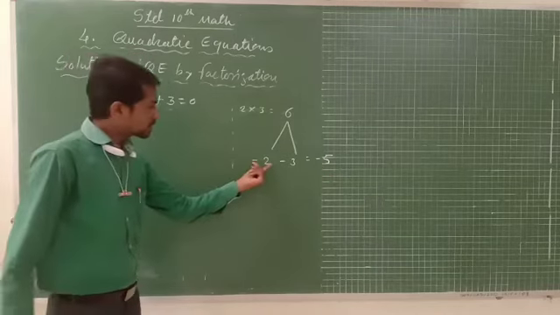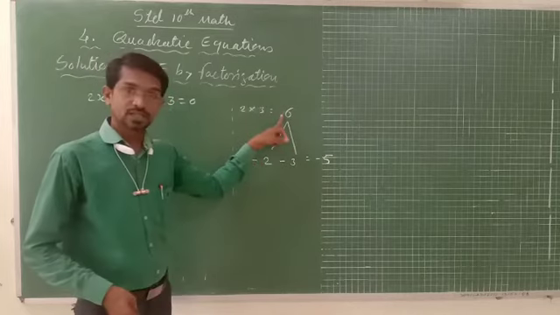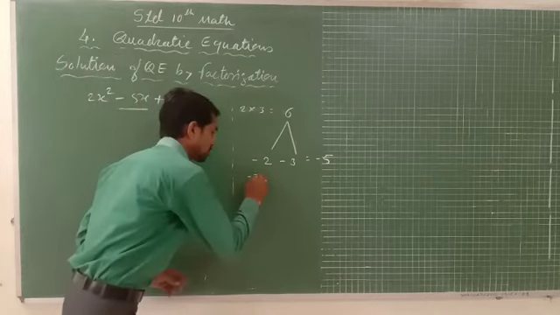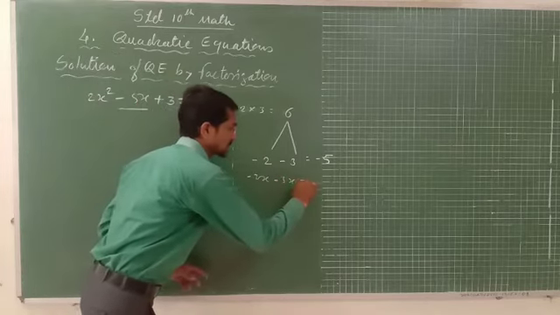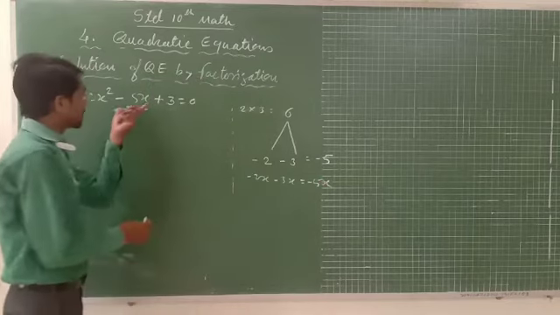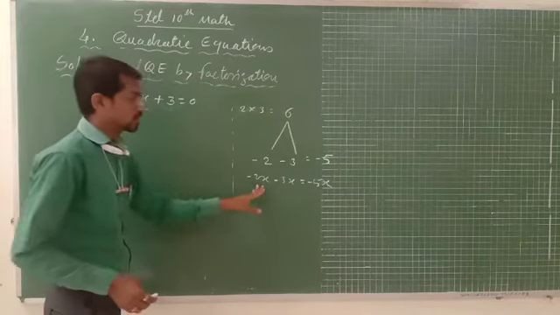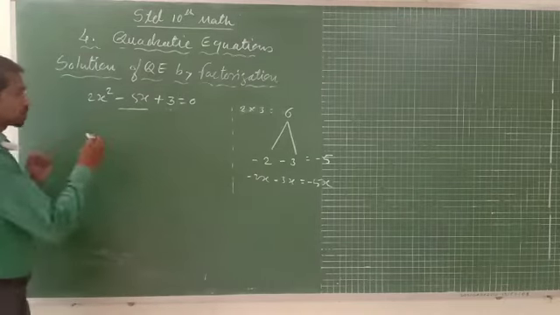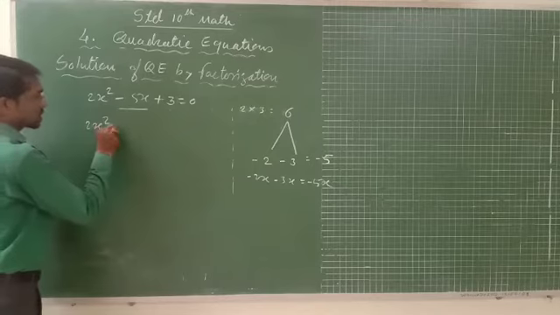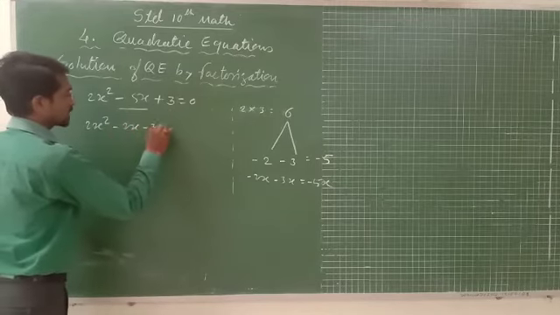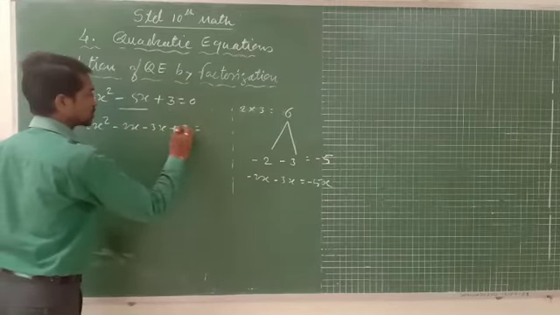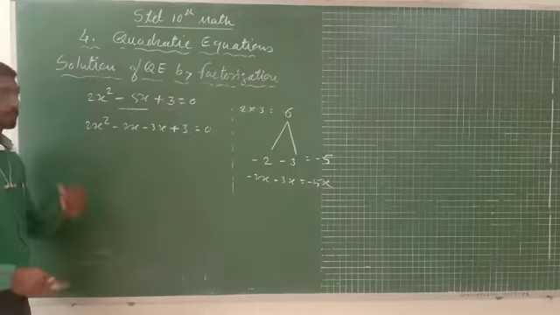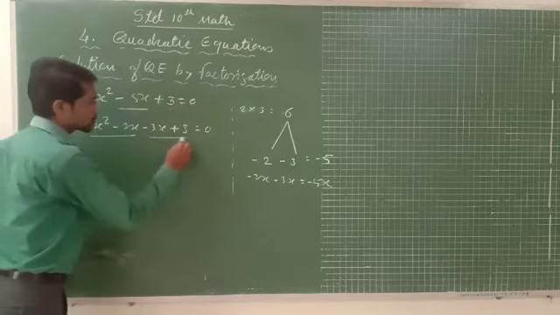Now check. -2 into -3 is plus 6. -2 minus 3 is equal to -5. Meaning -2x minus 3x is equal to -5x. Now -5x, we split that into -2x and -3x. So instead of -5x, we write these two terms. So it is nothing but 2x square minus 2x minus 3x plus 3 is equal to 0. These are the two terms we split.